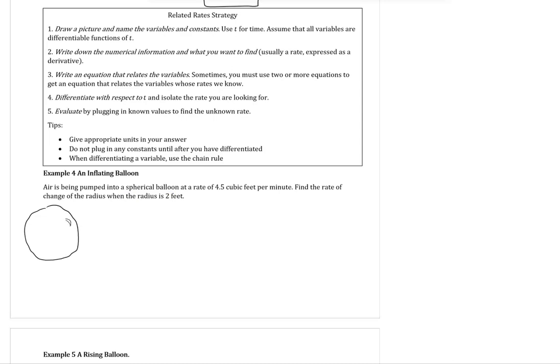They tell us that the air is being pumped in at a rate, that's a derivative, of 4.5 cubic feet per minute. So they have given us the rate of change of the volume. They have given us dV/dt. We are being asked to find the rate of change of the radius. So yes, this sphere does have a volume, but it also has a radius, when the radius is 2 feet. So we're being asked to find how fast is the radius changing. We want dr/dt when r is equal to 2 feet.